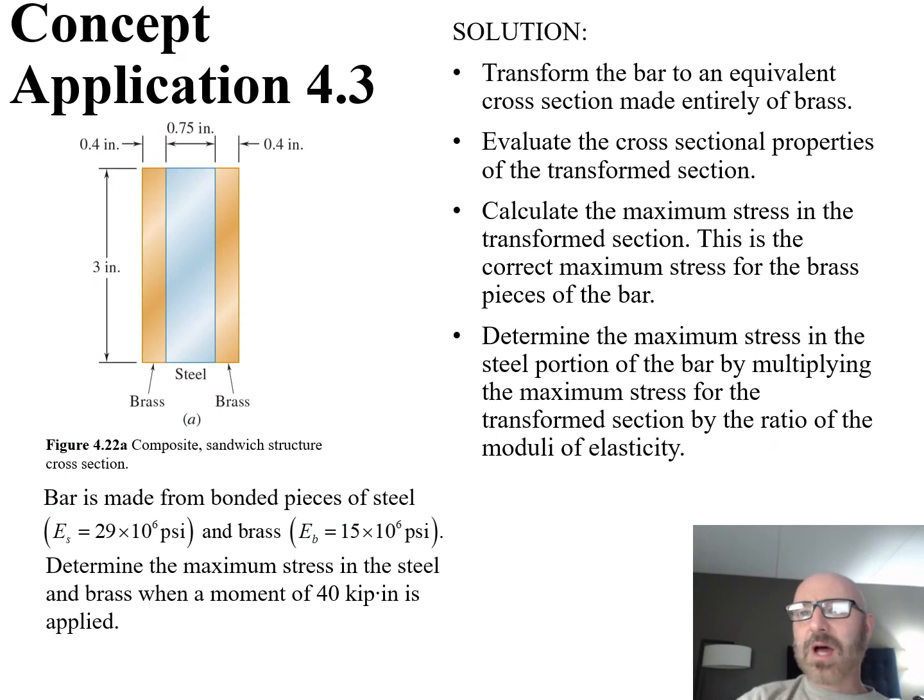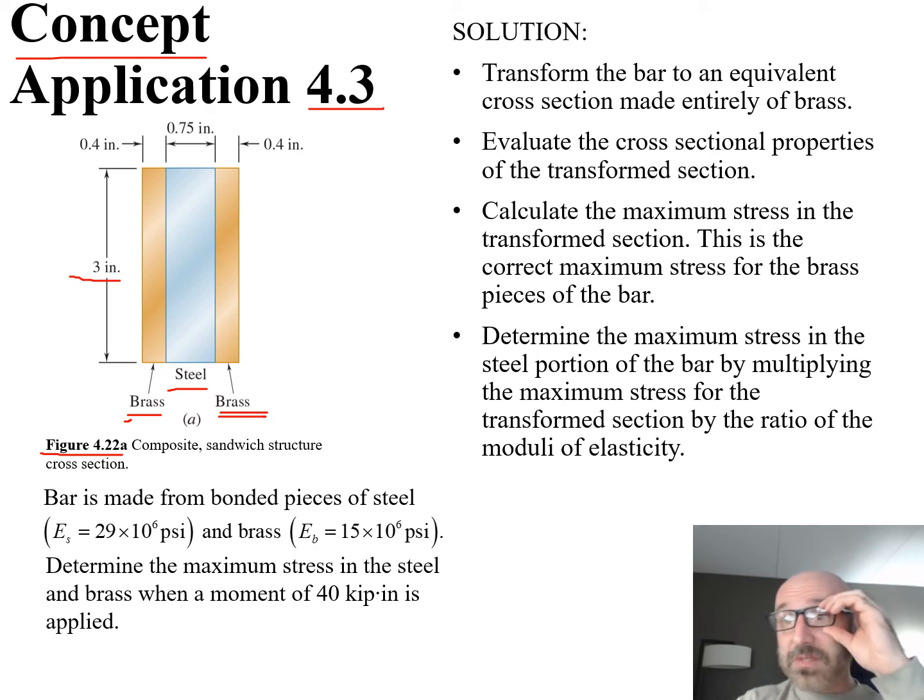So now I want to apply this to a conceptual application. We'll look at concept application 4.3, and we have our figure shown here. We have a sandwich composite structure, so we take a look at the cross section. What information do they give us? Well, we have brass on the outside of our sandwich, and in the middle we have our steel. So we have steel sandwiched between two pieces of brass. All of them have the same length, 3 inches long. We can see that 0.4 inches is the thickness for our brass on either side, and the thickness of our steel in the center is 0.75 inches.